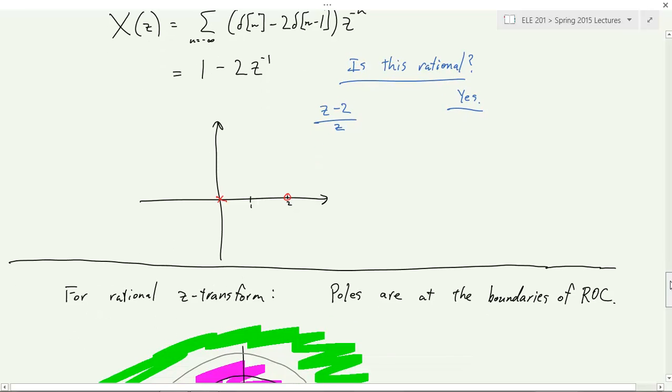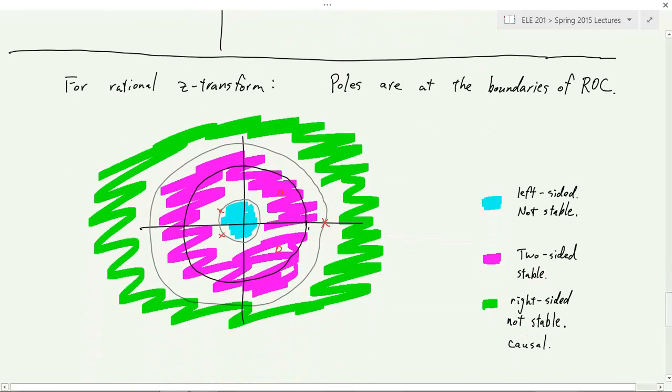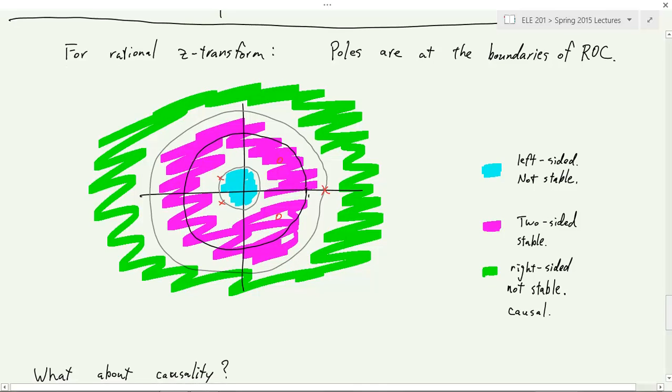Okay, so let's talk about those regions of convergence. We know that for rational z-transforms, the poles are the boundaries of the region of convergence. But here, remember, regions of convergence are rings. So in this example, it's a little hard to see when it's already drawn out. But in this example, the black is the unit circle. And I have 3 poles in red here and 2 zeros. So I draw out for those poles and zeros which regions of convergence could exist.